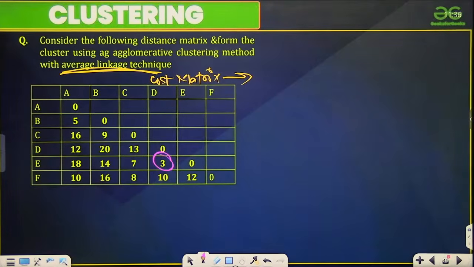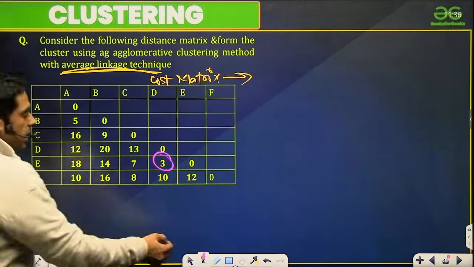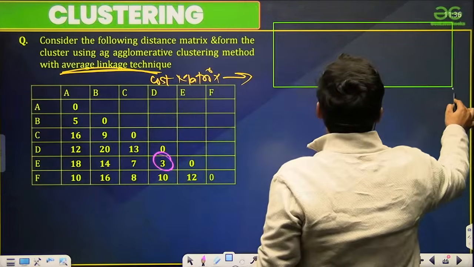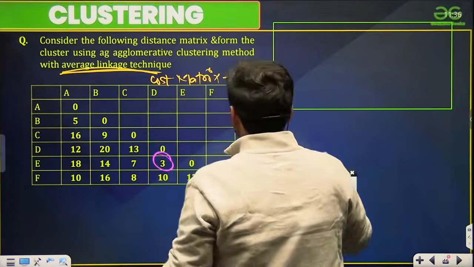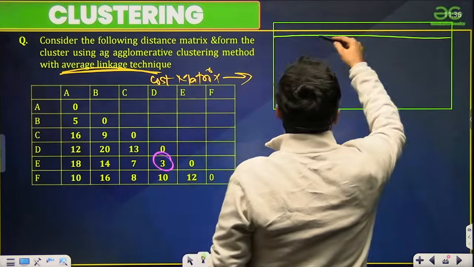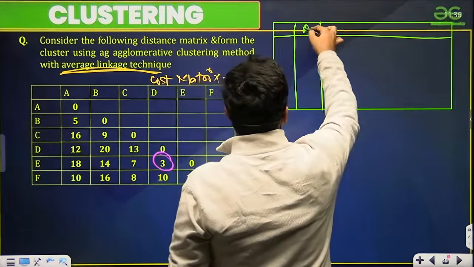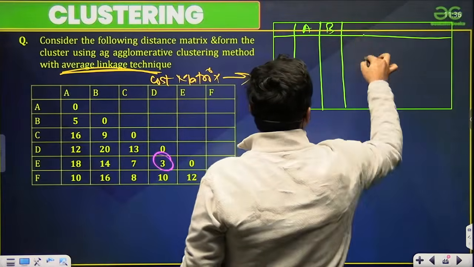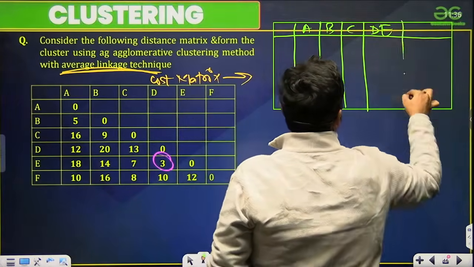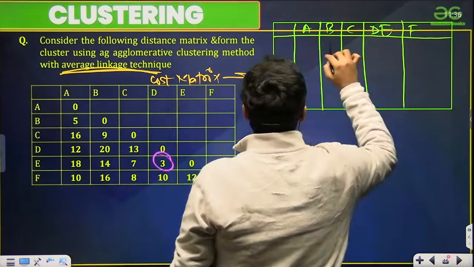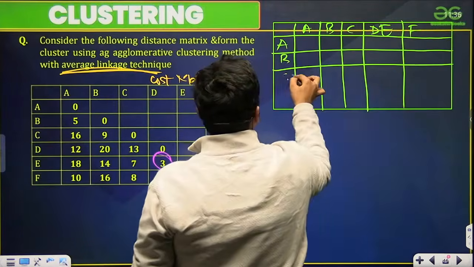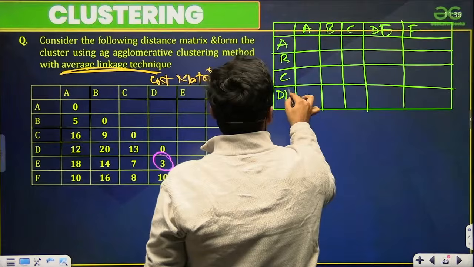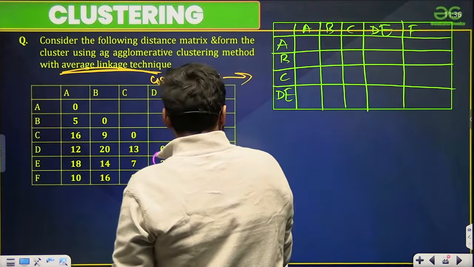So firstly I would be clubbing D and E. In the first iteration I would be clubbing D and E. Now let me create the iteration 1 again. So this is A, this is B, this is C. Now I clubbed D and E, and I have F over here. Similarly I have A, B, C, then I have clubbed D and E, and I would be clubbing F over here.